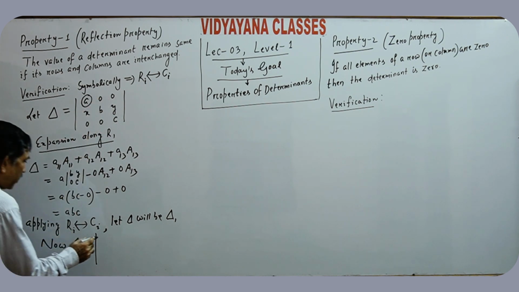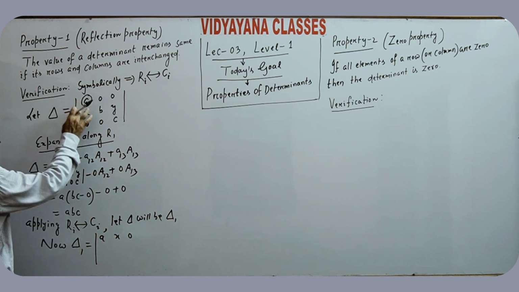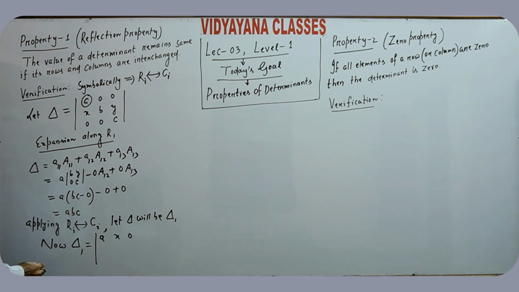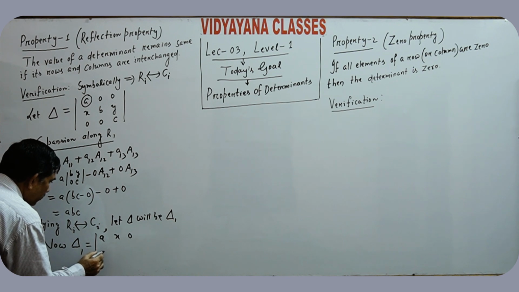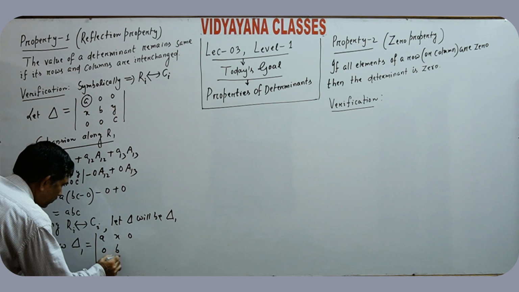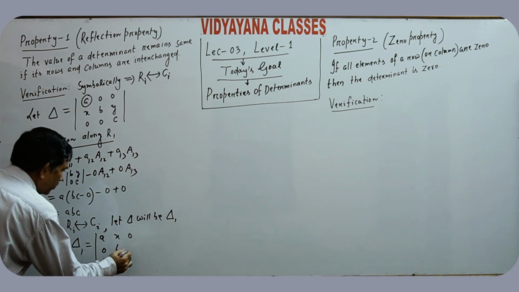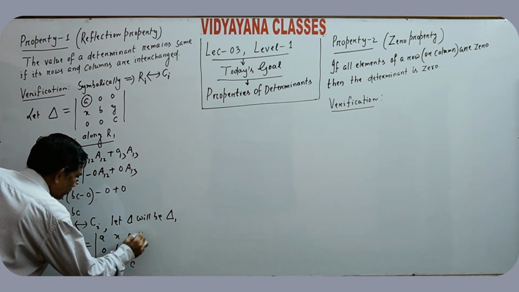a, 0, 0 is replaced by a, x, 0, and a, x, 0 is replaced by a, 0, 0. The second row will be the second column: x, b, y. The third row will be the third column, that is 0, 0, c.